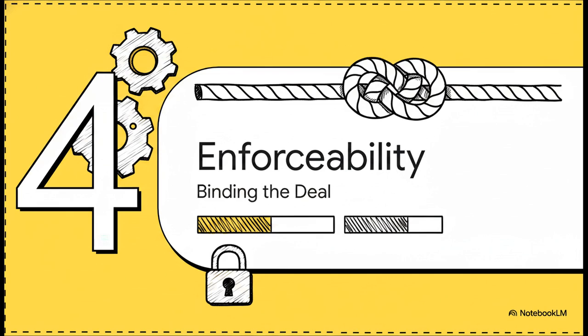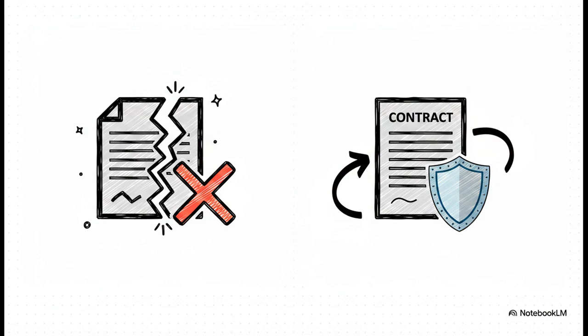Let's talk about the terminology around binding the deal. You absolutely have to nail the difference between void and voidable. A void contract is missing a core legal element, meaning it was literally never a contract to begin with. Think of an agreement to commit a crime for cash. Neither party can enforce that in court.